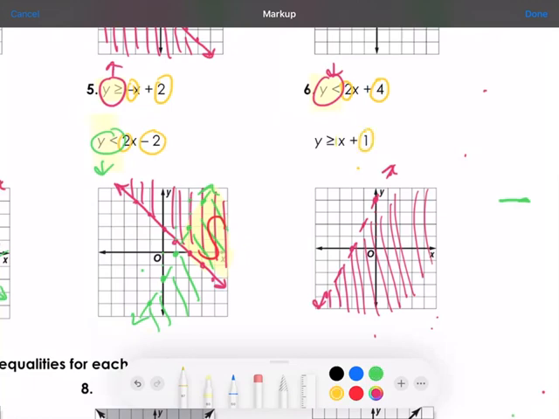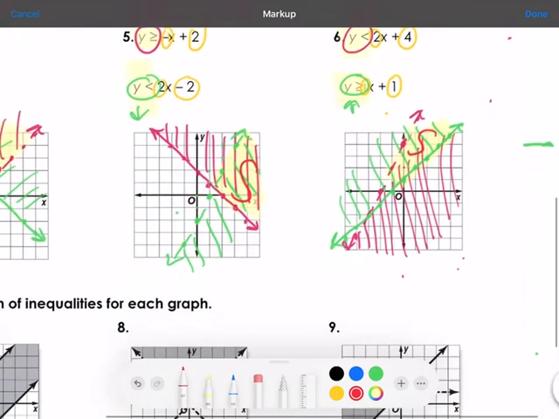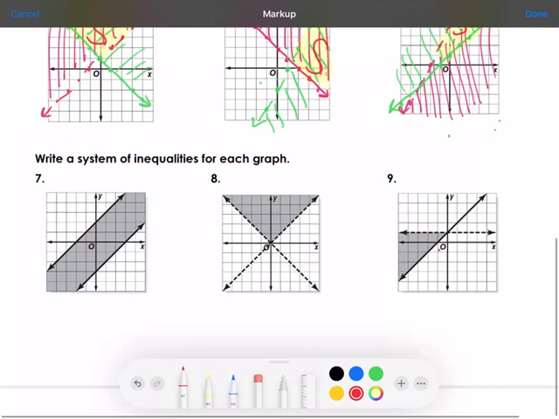For my second line, I have an intercept at 1 and a slope of 1. So I'm going to start at 1, and I'm going to go up 1 over 1 this way, and down 1 over 1 this way. Since y is greater than or equal to, this is a solid line. And since y is greater than, I'm going up with my shading. So the solution area is in here, this little sliver.